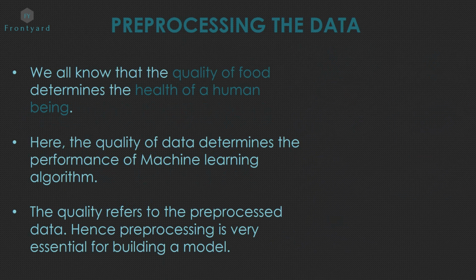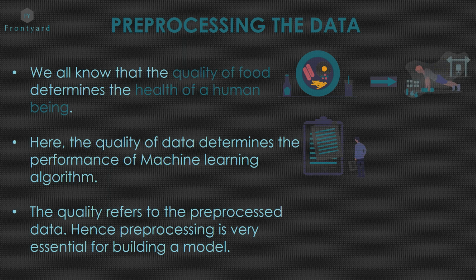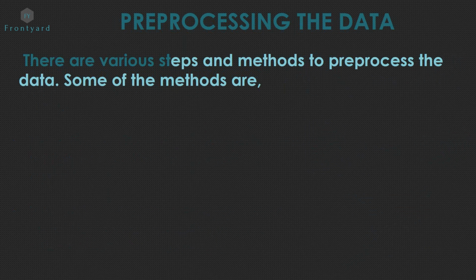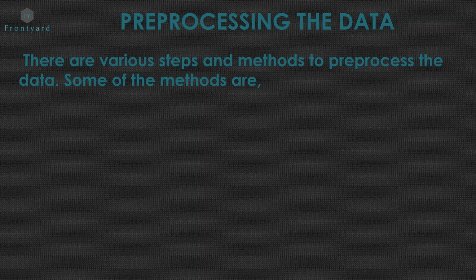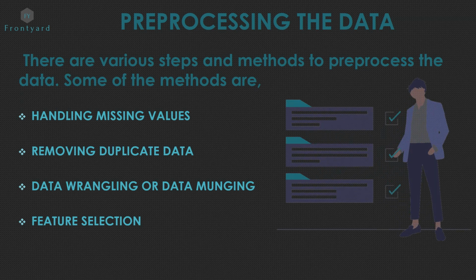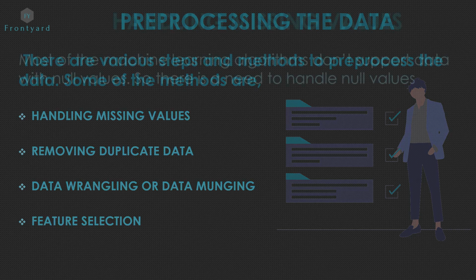We all know that the quality of food determines the health of a human being. Here, the quality of data determines the performance of the machine learning algorithm. The quality refers to the pre-processed data. Hence, pre-processing is very essential for building a model. There are various steps and methods to pre-process the data. Some of the methods are handling missing values, removing duplicate data, data wrangling or data munging, and feature selection.